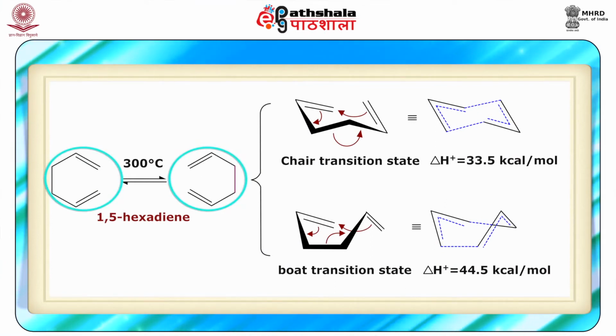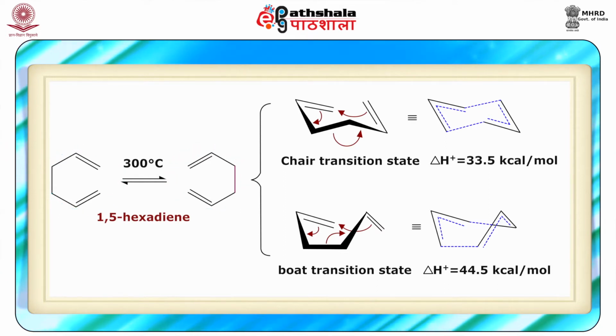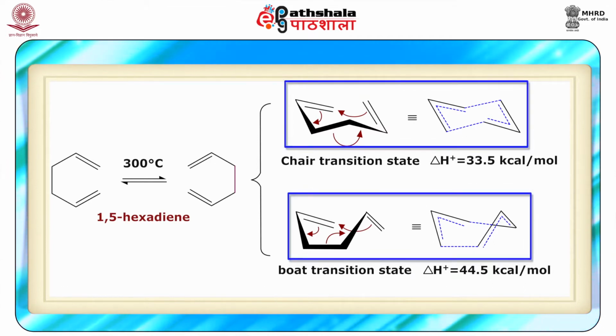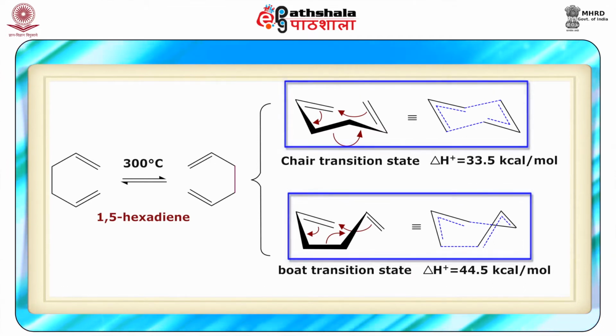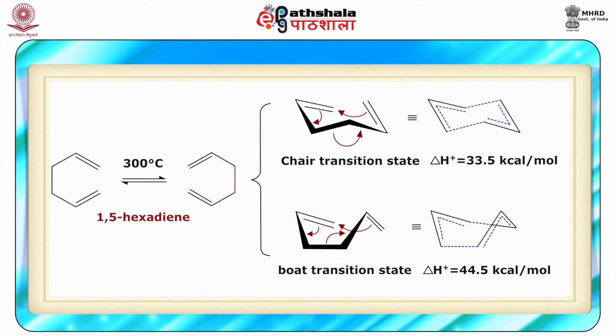1,5-hexatriene is the easiest illustration of Cope rearrangement upon heating to 300 degrees Celsius. The Cope rearrangement may take place via one of the 2 transition states, either involving a lower energy chair form transition state or a higher energy boat form transition state.